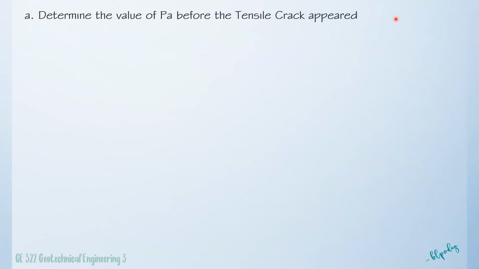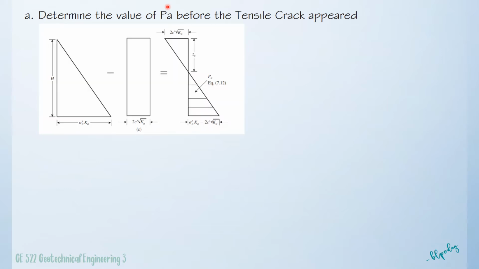So since we were able to solve for the value of the coefficient of Rankine's active earth pressure, we can now determine the value of the force per unit length before the tensile crack appeared. In our previous discussion, we said that the force per unit length is simply the area of the pressure diagram. So we have here the pressure diagram for Rankine's earth pressure.